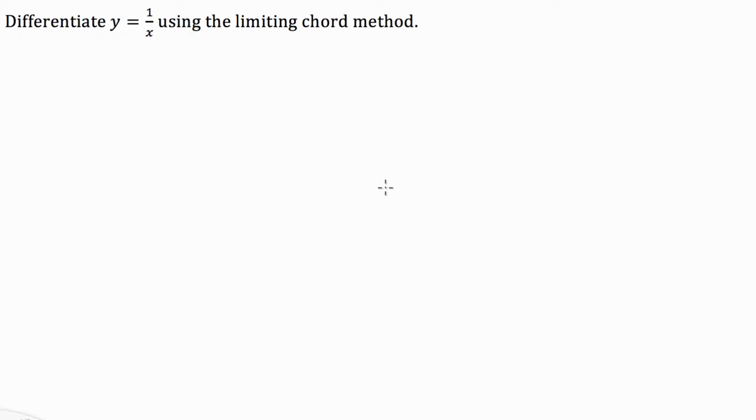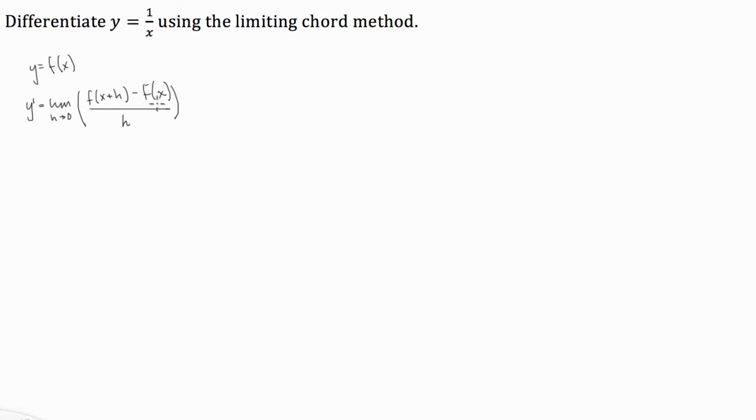Okay, we've been given a question where it's been asked us to differentiate y equals 1 on x using the limiting chord method. Now, just as a refresher, the limiting chord method is if we have a function y is equal to f of x, the derivative y prime will equal the limit as h approaches 0 of f of x plus h minus f of x all divided by h.